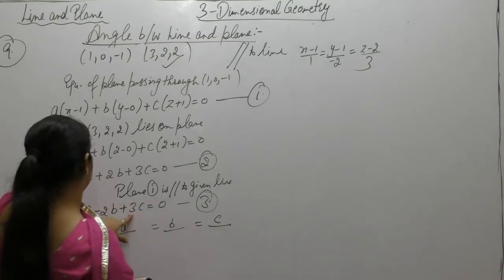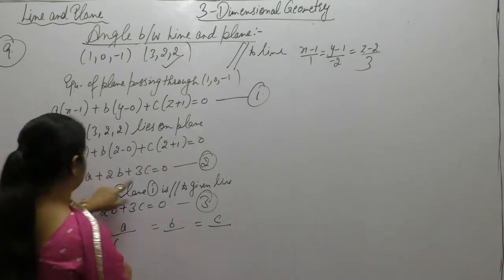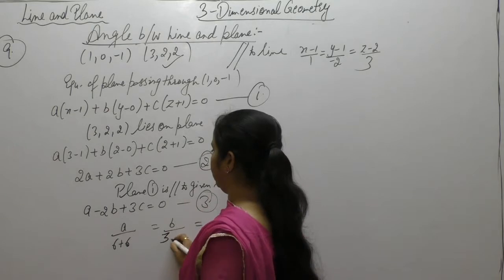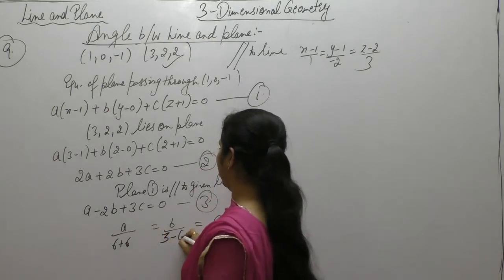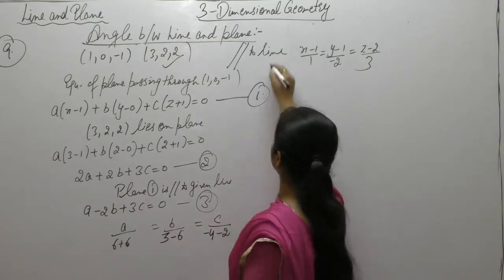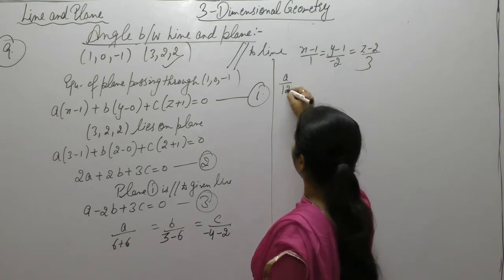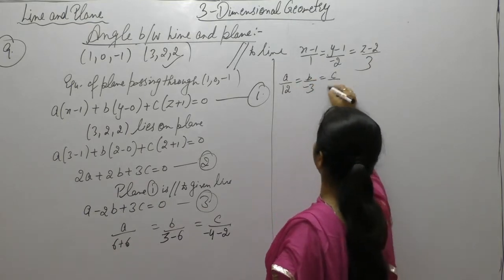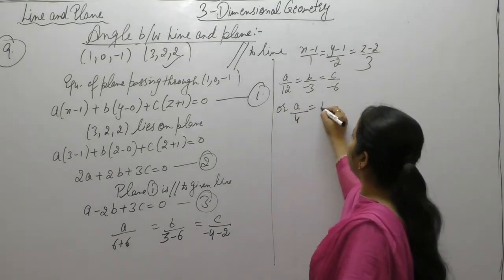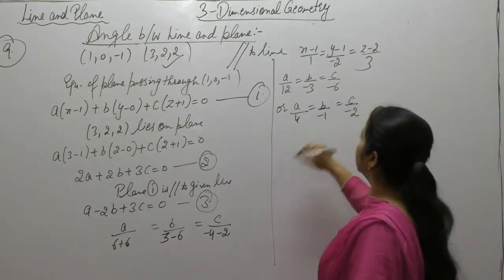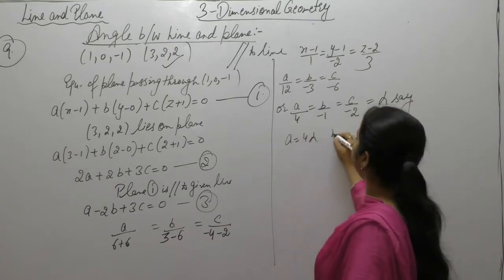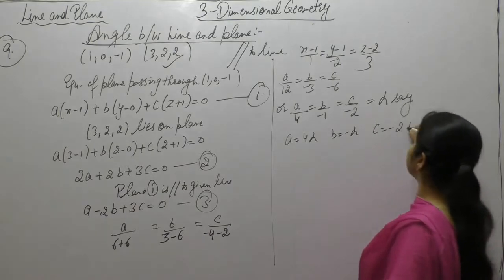A is 3 into 2, 6, minus minus plus 6. B is 3 into 1 minus 3 into 2. C is minus 2, minus 2, minus 4, minus 2. So what we get? A upon 12, B upon minus 3, C upon minus 6. Or we can write it, cancelling by 3, as 3 into 4, 3 into 1 and 3 into 2, equals lambda say. So a is 4 lambda, b is minus lambda, c is minus 2 lambda.